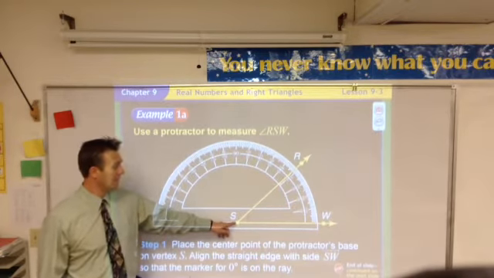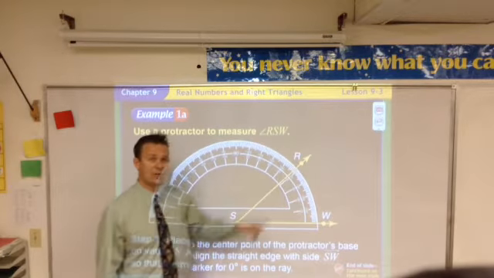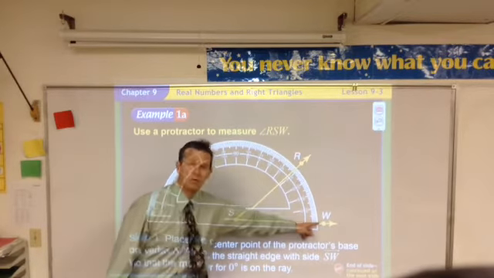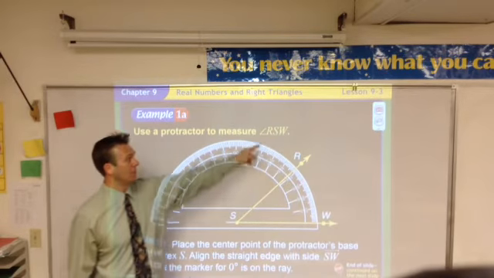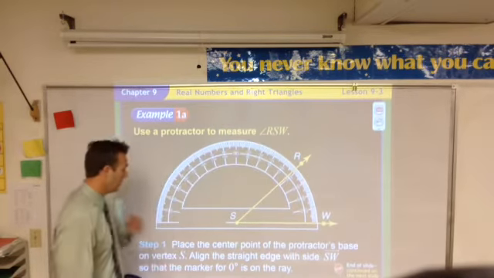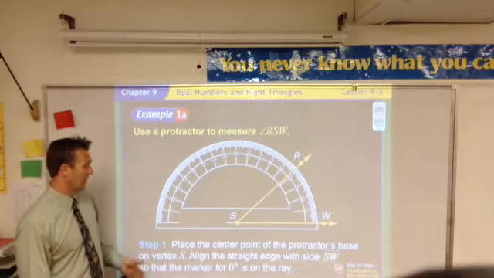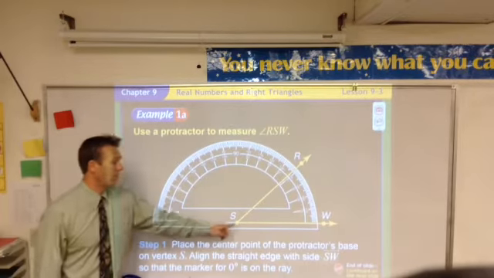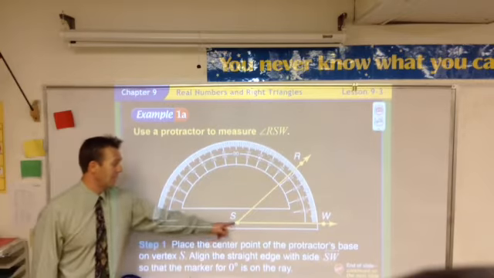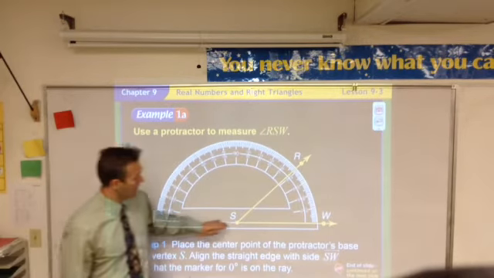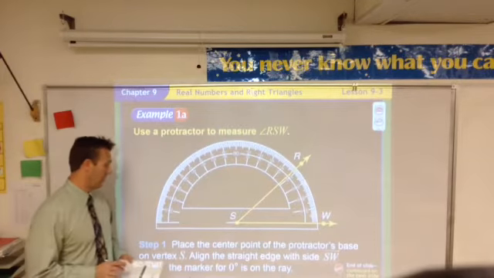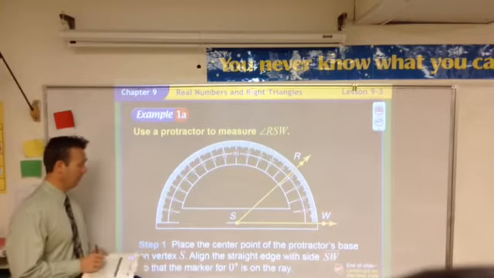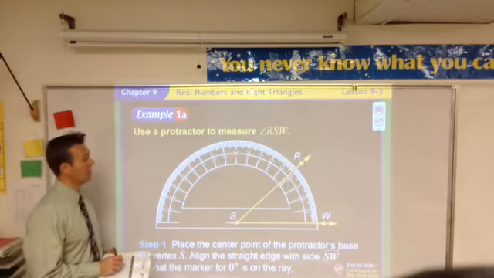From S to R, that's called a ray. S to W is called a ray. But this angle could be called angle RSW, and that's what you see right here, angle RSW. Now, your very first important thing is to make sure you place the center point of the protractor's base on the vertex S and align it with that straight edge that's on the protractor. And you'll see that on your protractor. Okay? We'll have protractors in class so you can work on this.